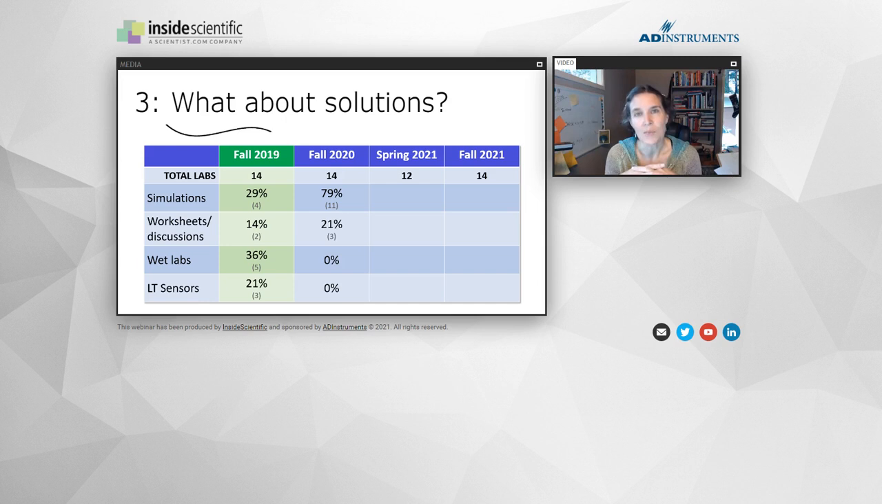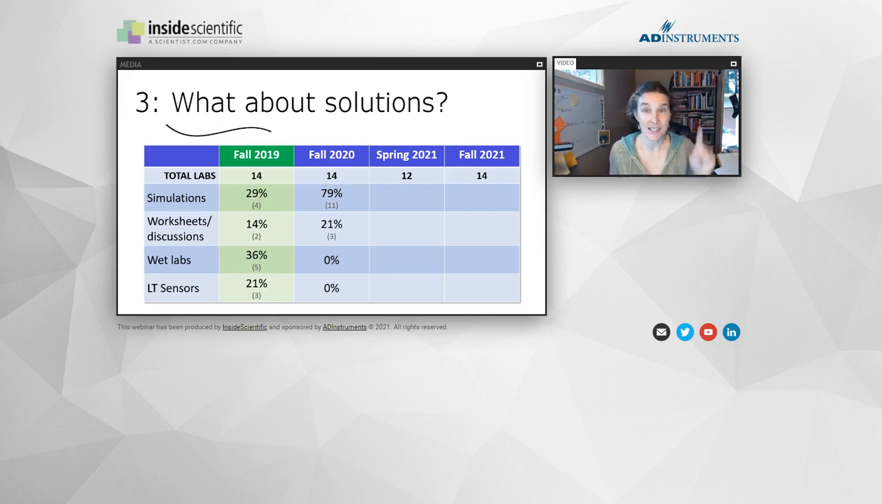No wet labs, no sensors, transducers, no data collection. I call that out because I think it's really important to acknowledge again and again and again how much work this takes to put our classes fully online.